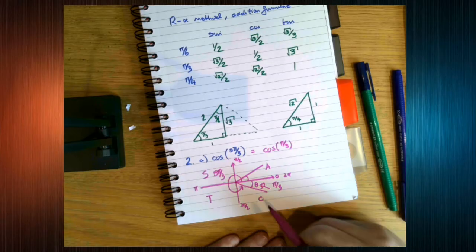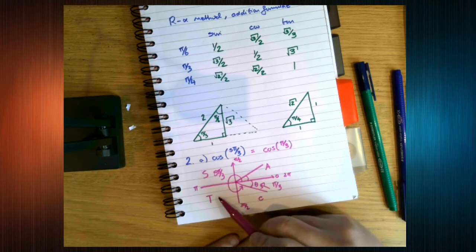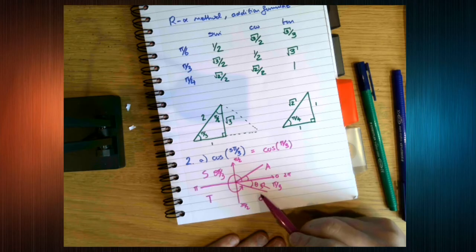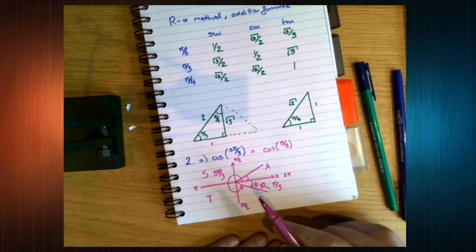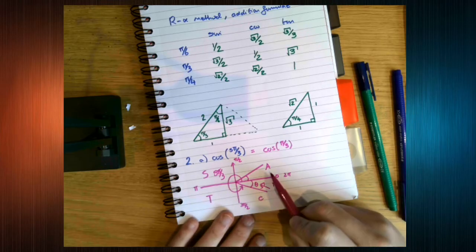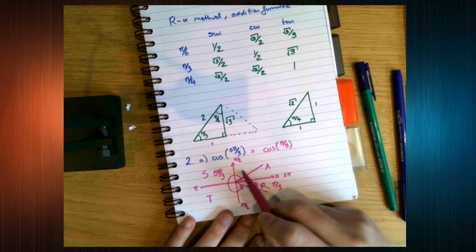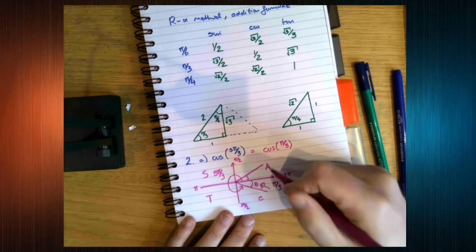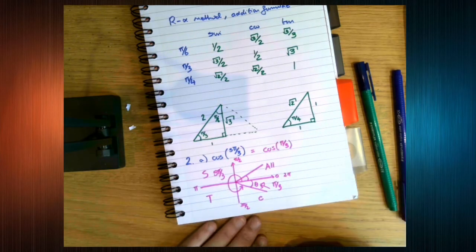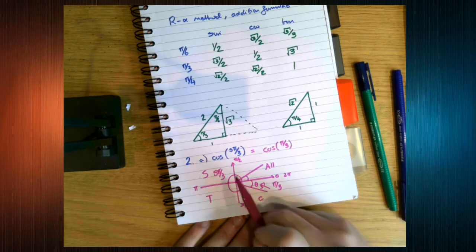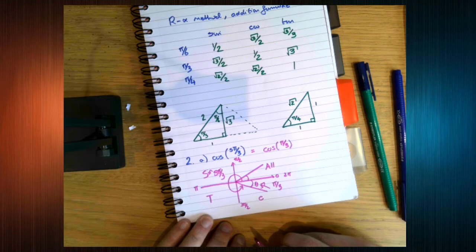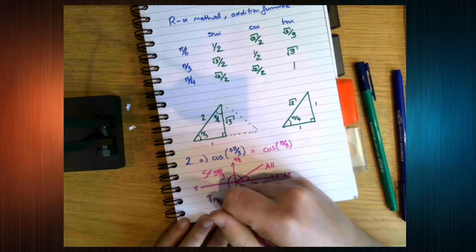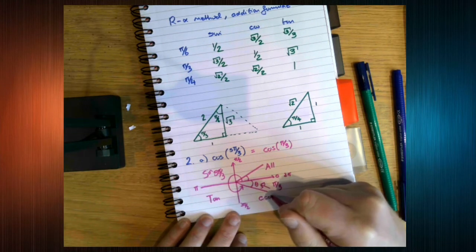So the letters tell us which trig ratios are positive in which of the 4 quadrants. So in this one, between 0 and pi over 2, all of the trig ratios are positive. Between pi over 2 and pi, sine is the only one that's positive. Here, tan, and here, cos.